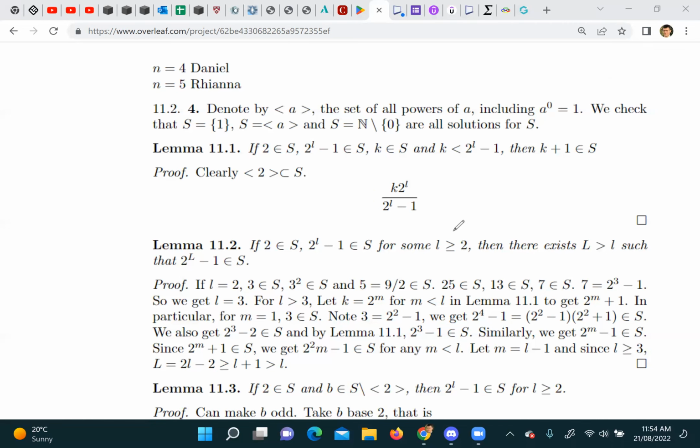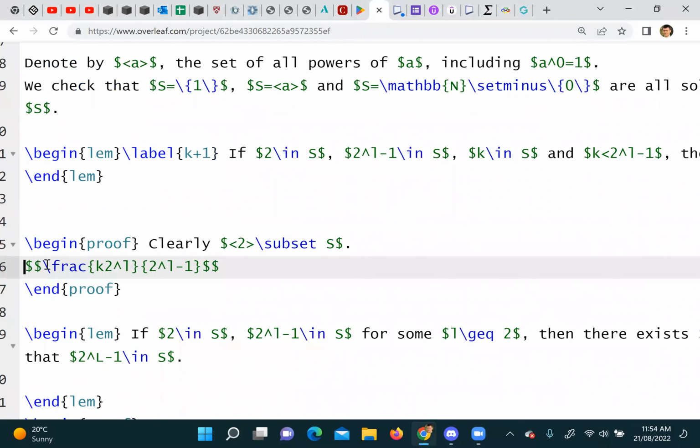Congratulations. Nice. But how do you know? How do you get 2^l minus 1 then? That's a good question. That's a little bit difficult.